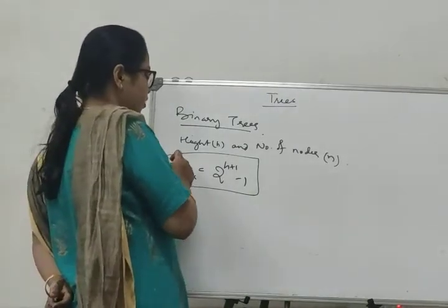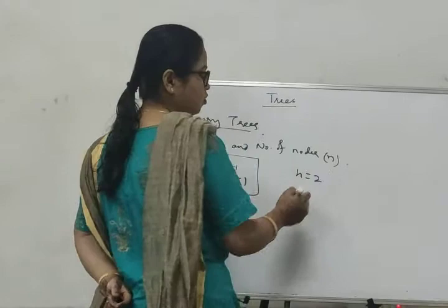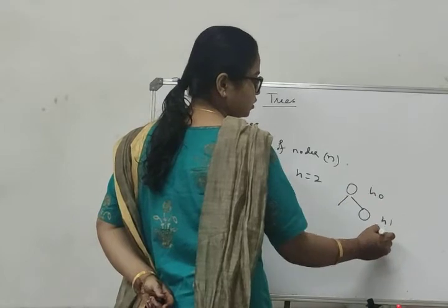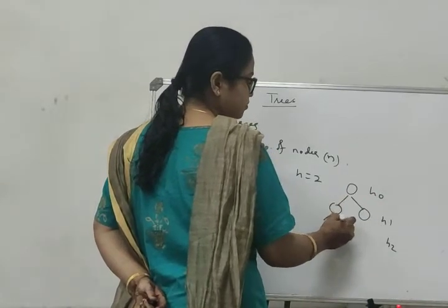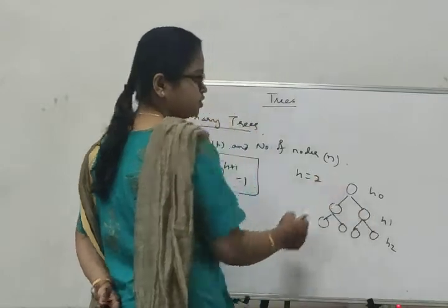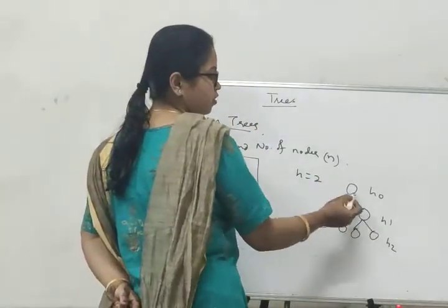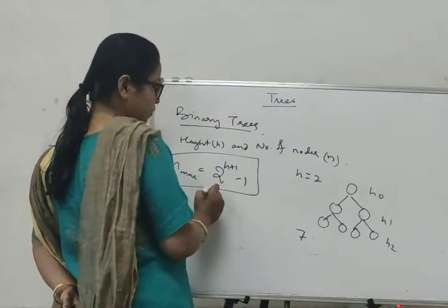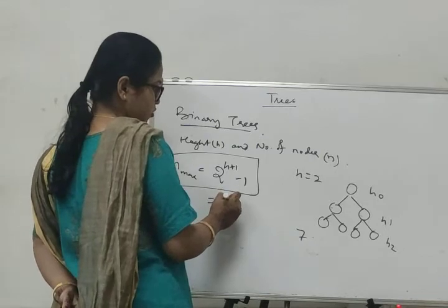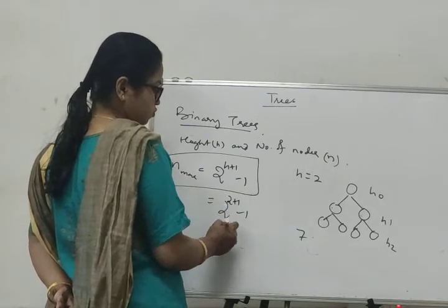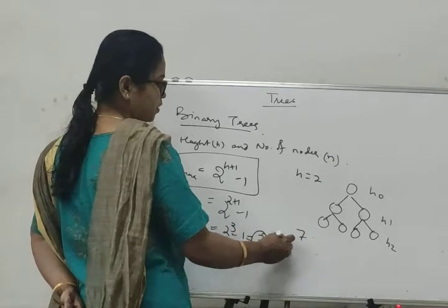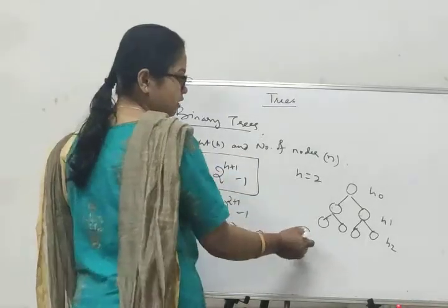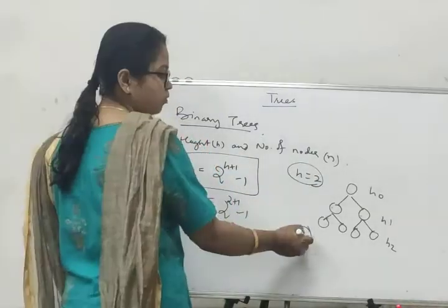Suppose height is 2. What is the maximum you can have? Height 2 means this is 0, this is 1, this is 2. What is the maximum number of nodes you can have? The count is 1, 2, 3, 4, 5, 6, 7. 7, isn't it? So is this compliant with the formula? Yes, we can check. Since height is 2, it is 2 to the power 3, minus 1, which is 7, which is perfectly fine. So the maximum number is 7 when we have height 2. It cannot go beyond 7.